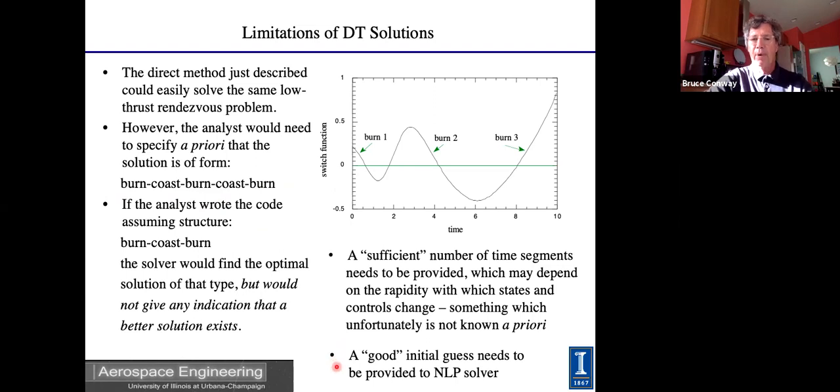But the big problem down here is that just as with 2-point boundary value problem solvers, you need to give it a good initial guess in order for it to converge. And then you still have the same problem that the solution tends to be in the neighborhood of the initial guess that you give it. So you still have this problem of possibly converging to local minima when there's a better global minimum.